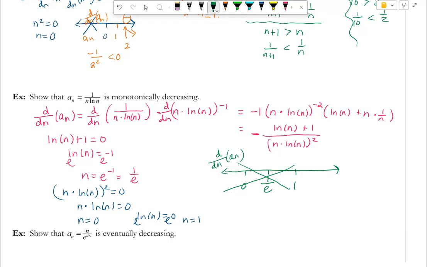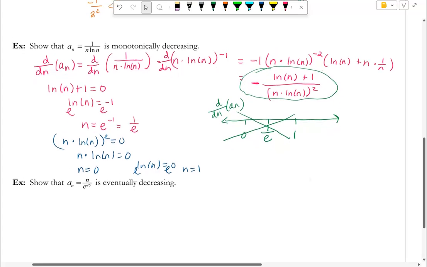I could plug any number that is greater than 1 into my derivative to see the sign. And so I could plug like a 2 or a 3, but I don't want to think about the natural log of 2 or the natural log of 3. That gets confusing. So what if I plug in just e? E is a number that's greater than 1.